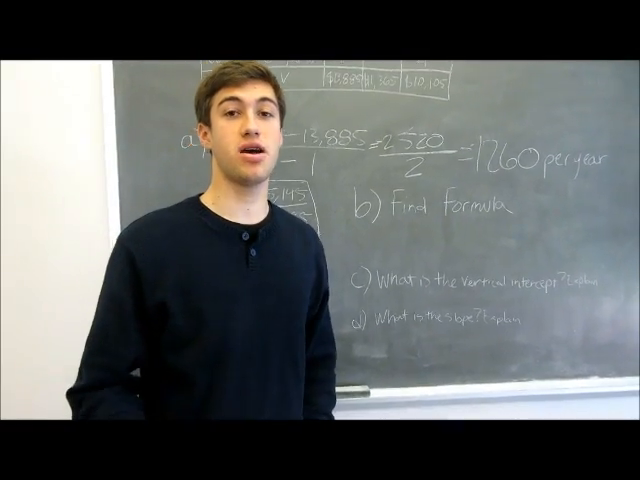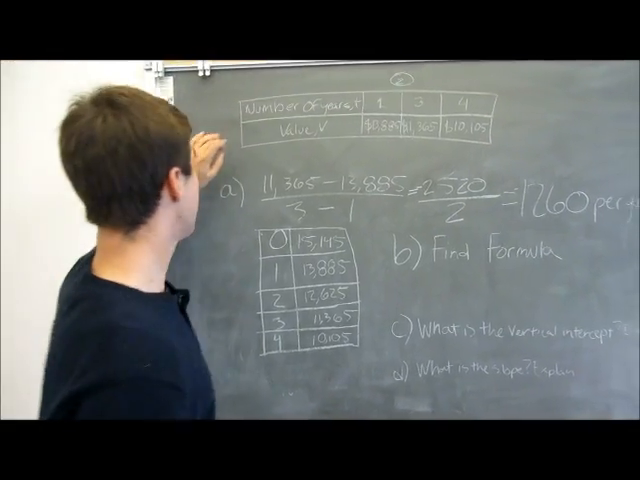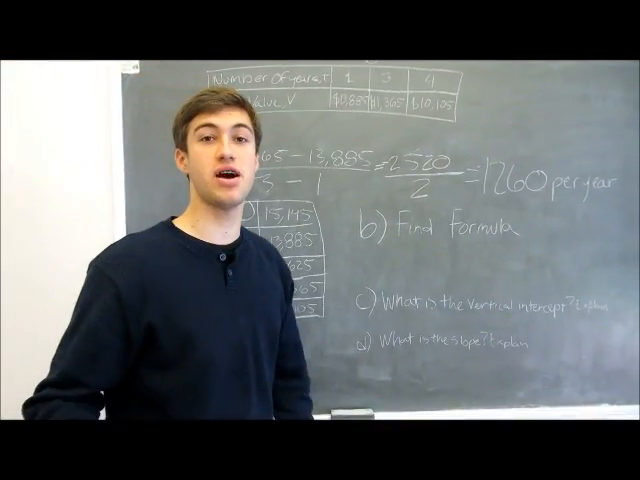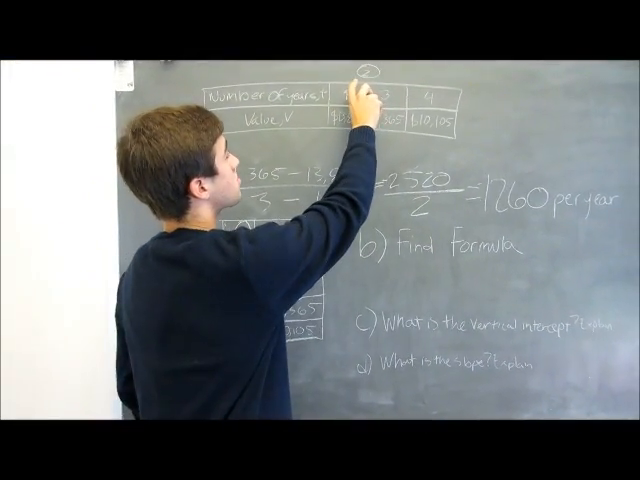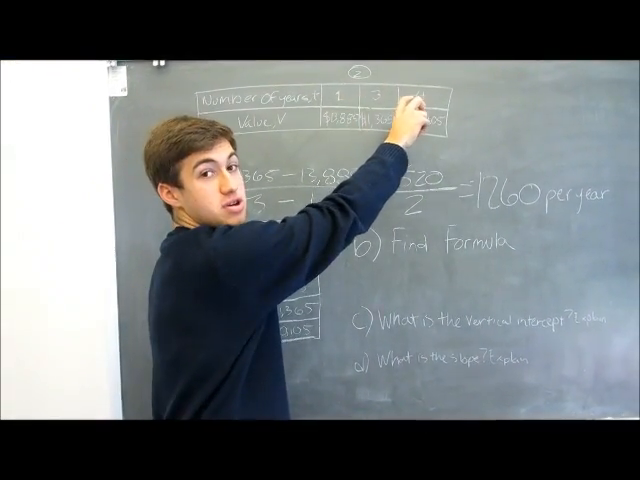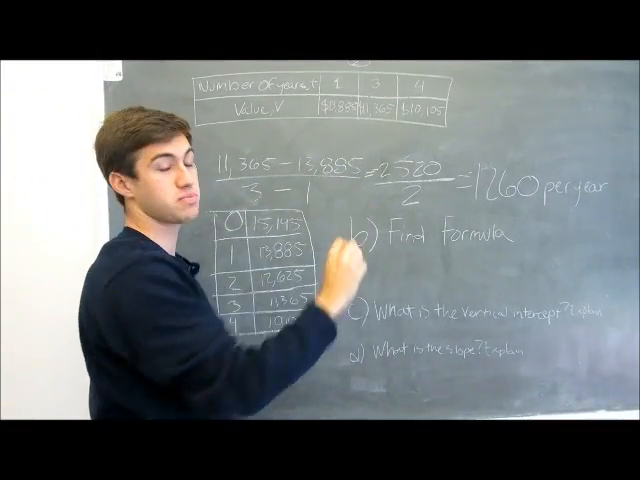Okay, so for this problem we have 4 parts. The problem initially gives us this table. And for part A, it wants us basically to find the depreciating value of the car. So they give us the first year, the third year, and the fourth year. We're going to take the third year and the first year, and subtract them in order to find the depreciating value of the car.